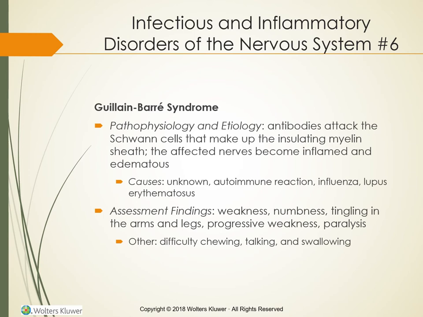Assessment findings. Although symptoms vary, weakness, numbness, and tingling in the arms and legs that the client may perceive as painful are often the first symptoms. The weakness is progressive and moves to upper areas of the body and affects the muscles of respiration. Paralysis may follow muscle weakness. If cranial nerve involvement develops, chewing, talking, and swallowing become difficult.